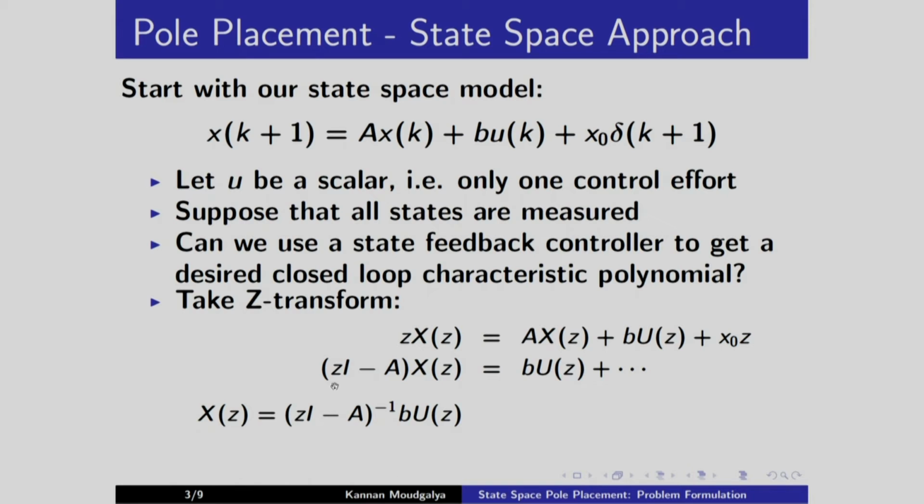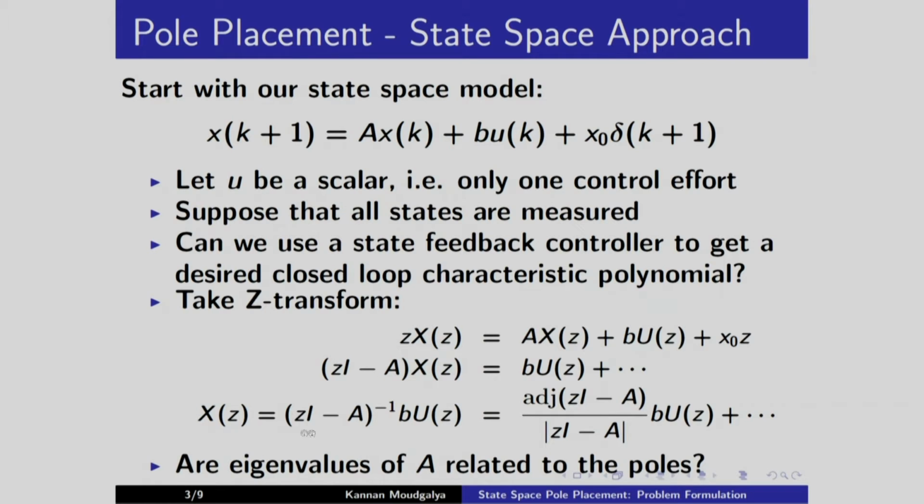So x of Z is Z I minus A inverse into BU of Z plus dot dot dot, and now let us take the inverse of this. It is adjugate of ZI minus A divided by determinant of ZI minus A times BU of Z. This is the standard formula for calculating ZI minus A inverse. Now I have a question. We have a transfer function here and hence there are poles. Is there any relationship between the eigenvalues and the poles?